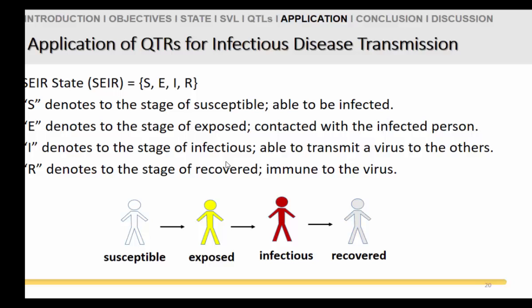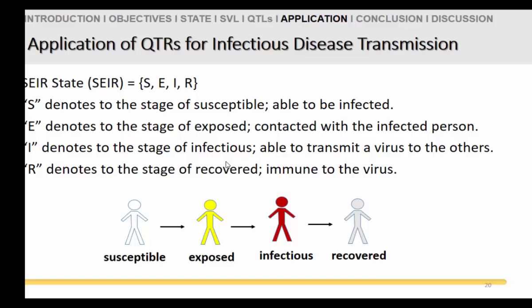The SEIR model is very widely used to describe the specific stage of an infectious disease at the individual level or population level. At the individual level, it refers to the specific stage of infectious disease, whether it is susceptible, exposed, infectious, or recovered. So let me use this SEIR model to define the SEIR state, which is a set of SEIR. S stands for the stage of susceptible. That means a person is able to be infected. That means they have the probability to get infected.